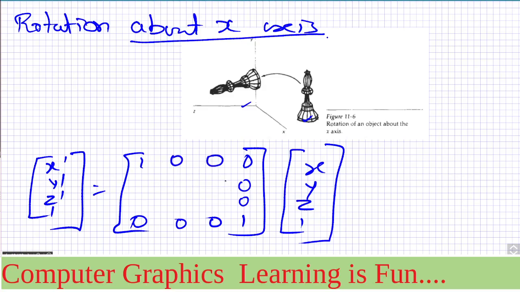Why do you think so? Because x is constant, so x dash is equal to x. Yes. And y dash, what should be the y dash value? Sir, it should be y cos theta minus z sin theta. Yeah, it is correct.